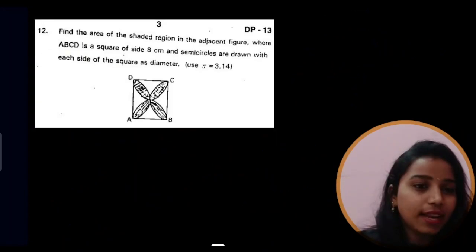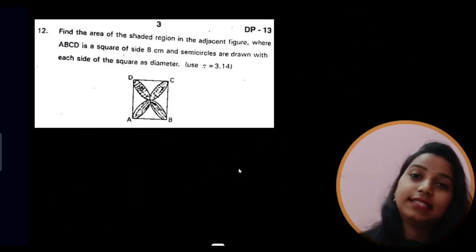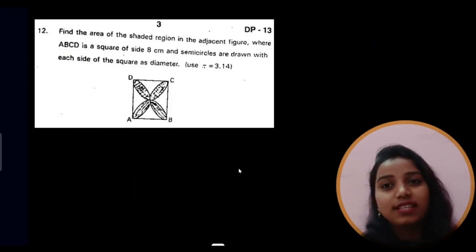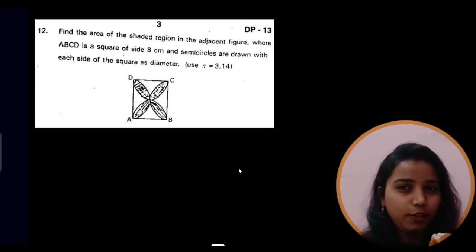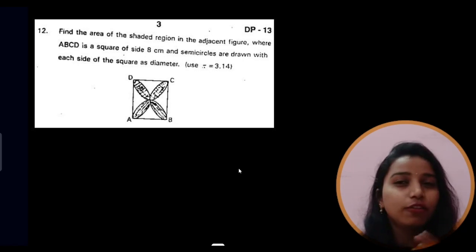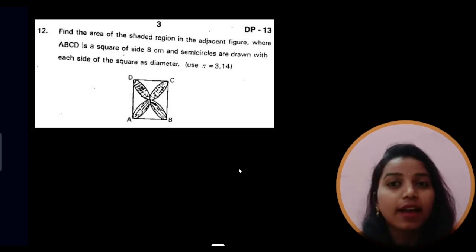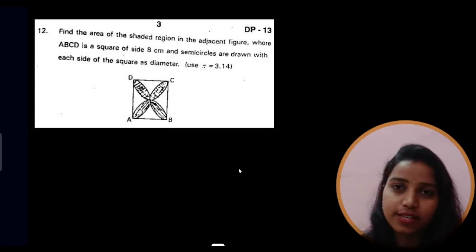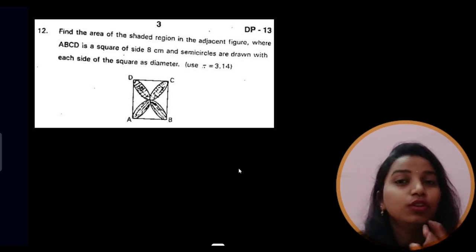Now let's go to the next question. Yes, this is an interesting and creative question. You need to focus a little more on this question. So how to find it? You need to find out the logic. How can we find the area of this shaded region? First, let me tell you the logic.